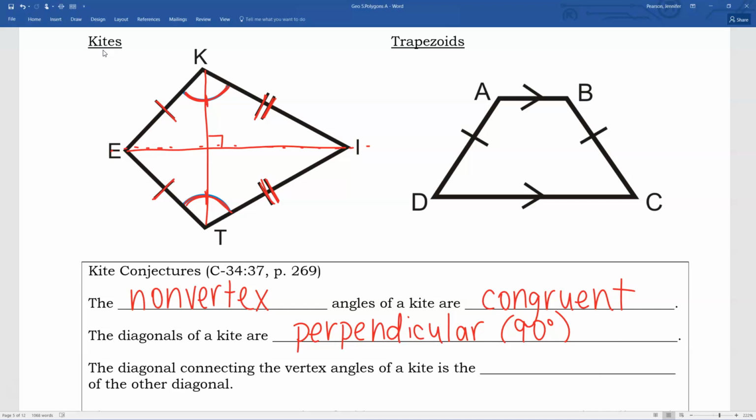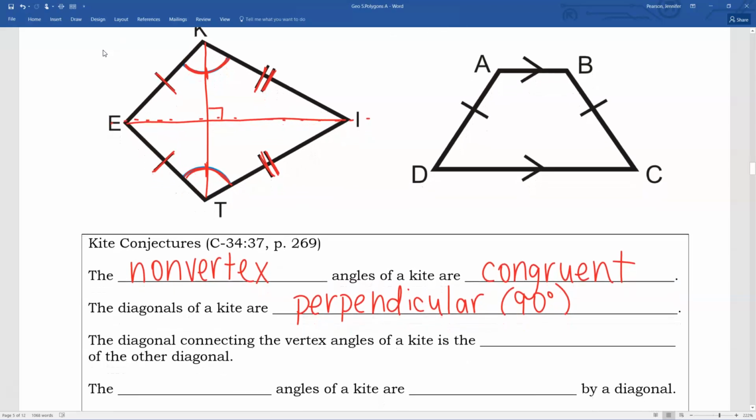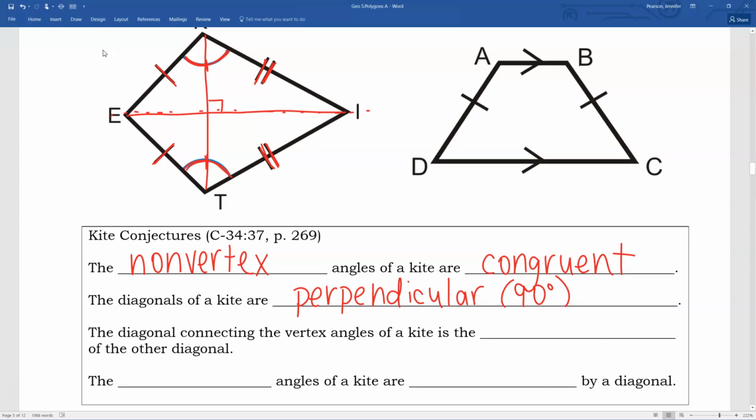Next blank, the diagonal connecting the vertex angles of a kite is the blank of the other diagonal. So just like I was saying, that dotted line, that reflection line kind of folds that kite in half. That means the halves of the diagonal will also be congruent. So this piece here that goes from K to that intersection in the middle, and this piece here that goes from T to that intersection in the middle, those two halves are the same length. And so we are bisecting to create two pieces that are the same length.